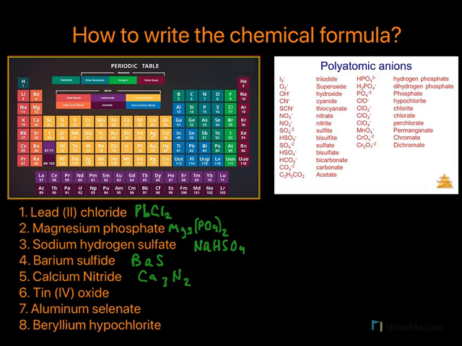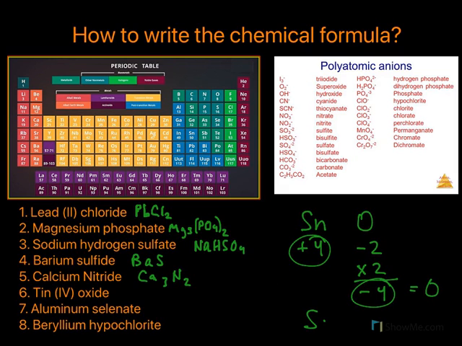Okay, so going ahead to number 6, we have tin 4 oxide. So tin, because of the Roman numeral 4, that means this is a plus 4 charge here. Oxygen is a minus 2 charge, so we need 2 atoms of oxygen, so that this will be a minus 4, because plus 4 plus a negative 4 is equal to 0. So we need 2 oxygens, so there it is. That is the chemical formula for tin 4 oxide.